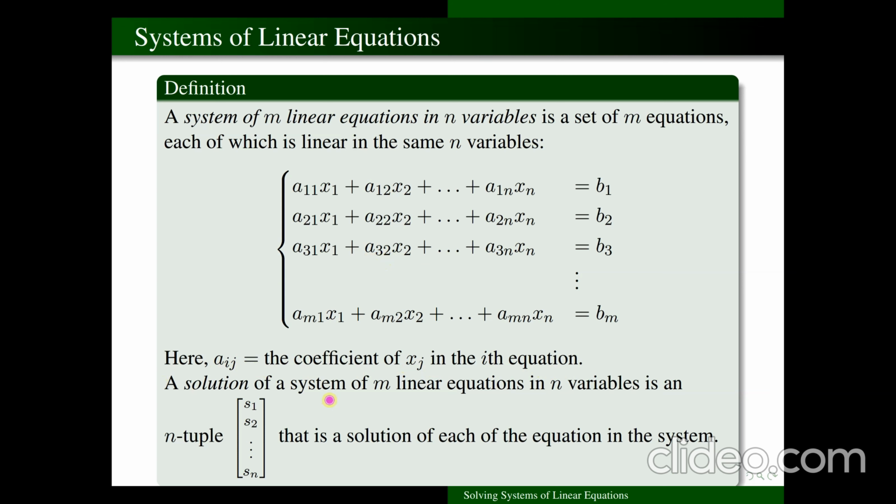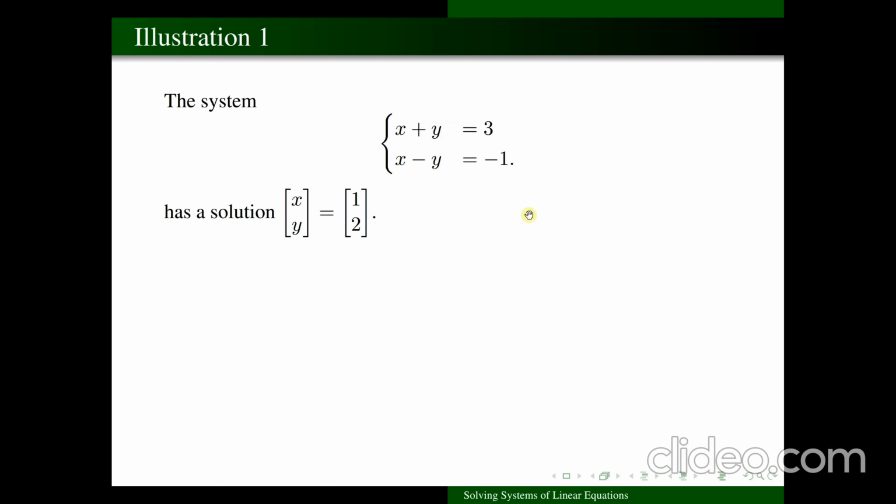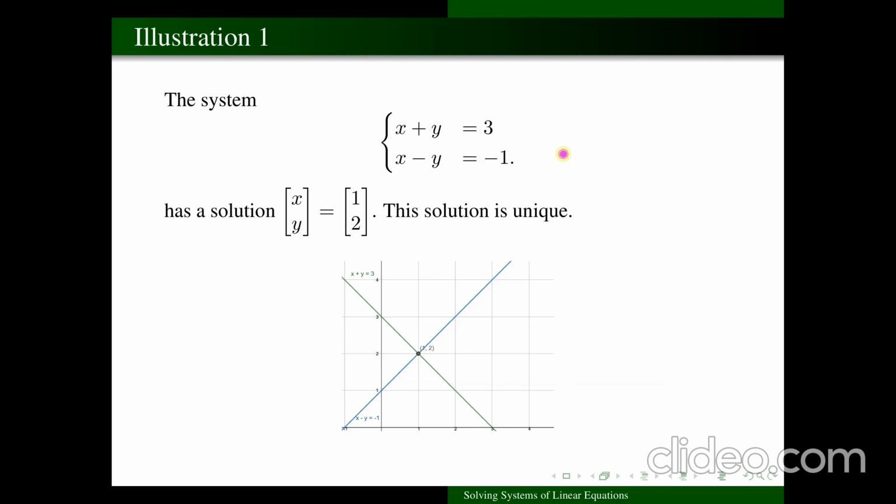A solution of a system of m linear equations in n variables is an n-tuple, say s1, s2 up to sn, that is a solution of each of the equations in the system. Let's consider some examples. So here we have the system as shown. This system has a solution given by x equals 1, y equals 2.